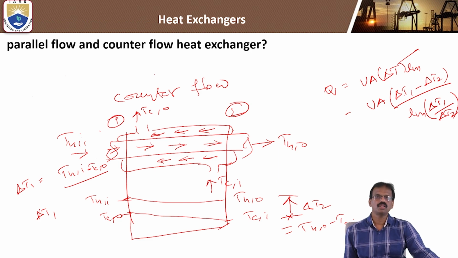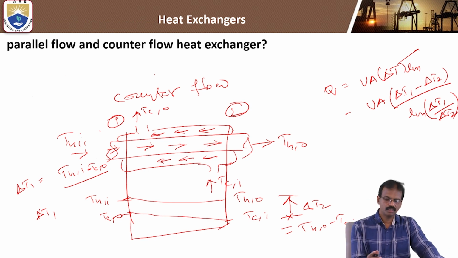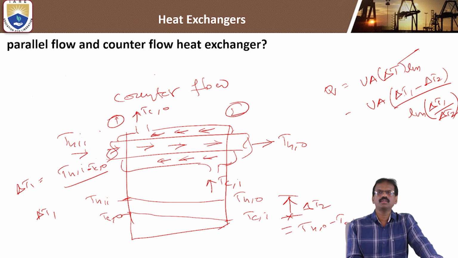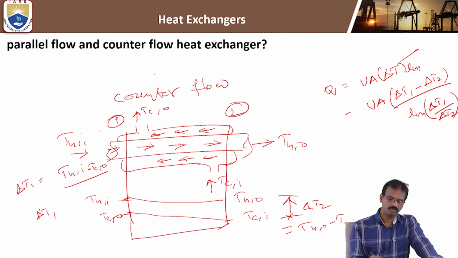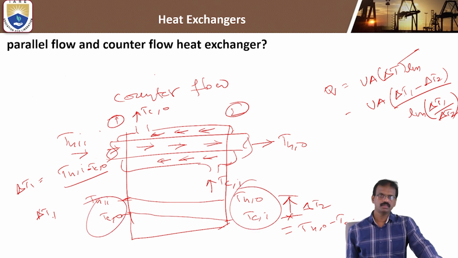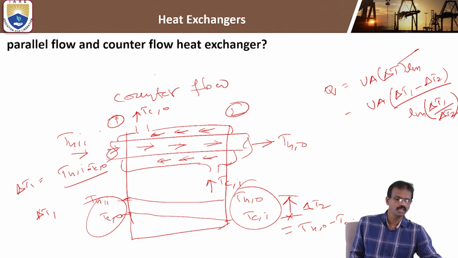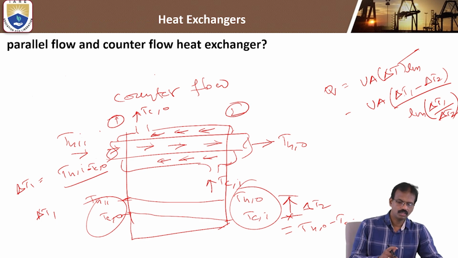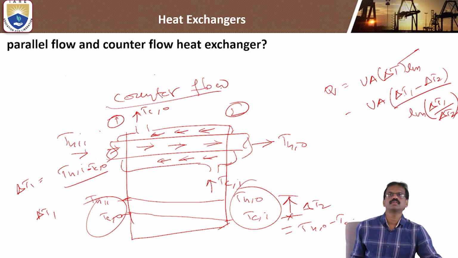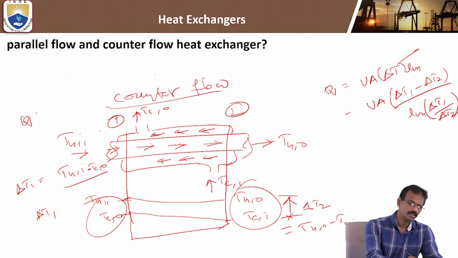Okay. So here, on one side, hot fluid inlet and cold fluid outlet. Another side, cold fluid inlet and hot fluid outlet. Okay. So inlets and outlets are just different here, but in parallel flow, both the fluids' inlets are on one side, and both the fluids' outlets are on another side. But it is just opposite to parallel flow. Okay. So this is the counter flow heat exchanger.